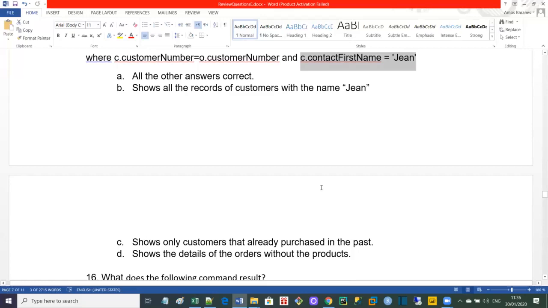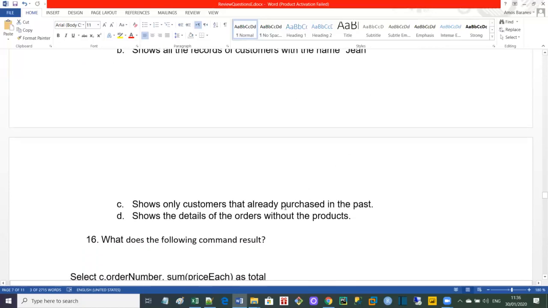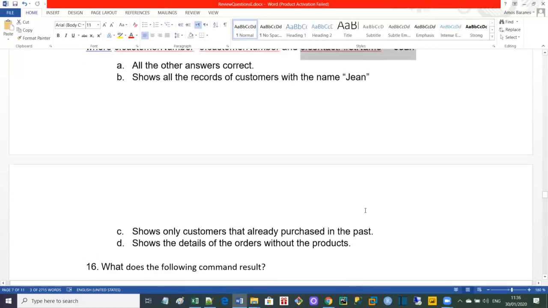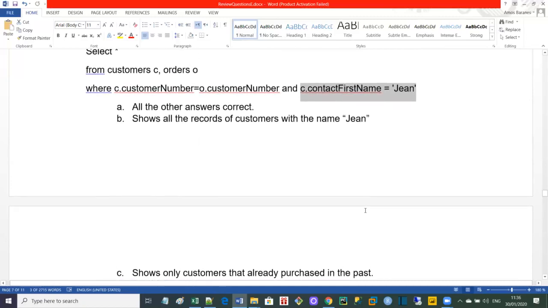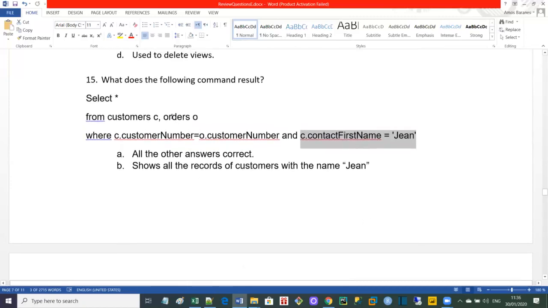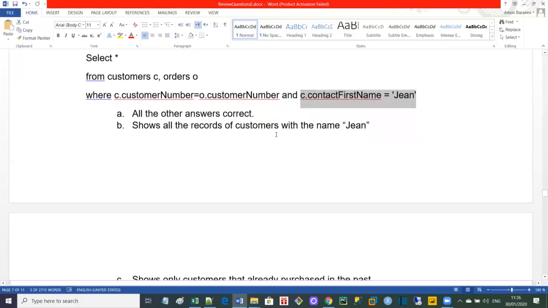Let's see what the other answers are. It shows all the records of customers with the name Jean. That's correct. It shows only customers that already purchased in the past, of course, because otherwise they won't show in the order table. The order table includes only orders from customers that actually purchased. If they didn't purchase, they won't show in the orders. And since we have an inner join here, similar to the inner join, if they didn't purchase before, they won't show in this query.